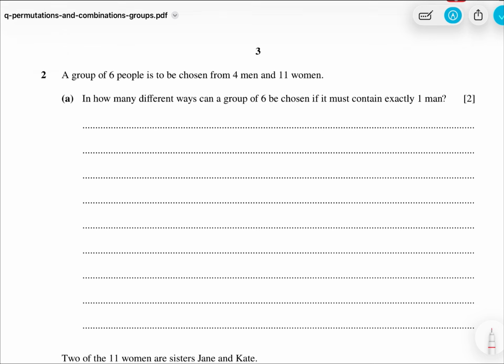A group of six people is to be chosen from four men and 11 women. In how many different ways can a group of six be chosen if it must contain exactly one man? Exactly one man. Can you see this? Exactly one man. We need exactly one man.